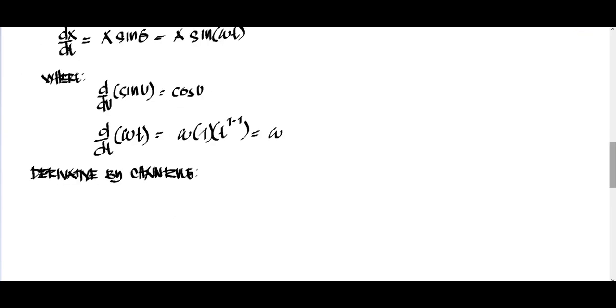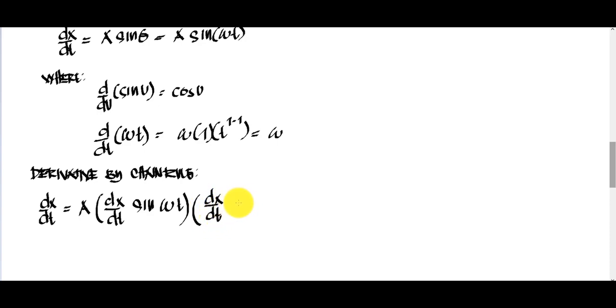Now, derivative by the chain rule, we have the derivative of x, the function of time, which is equal to a, multiplied by the derivative of sine of the angular velocity times the time, then the derivative of the function of time multiplied by the angular velocity, then times time.